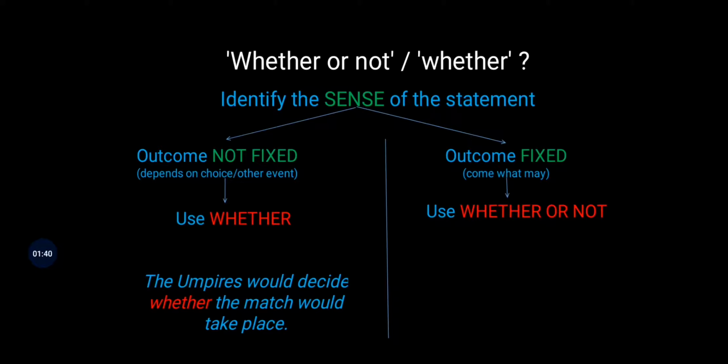So the statement, such as the umpires would decide whether the match would take place, is correct because here the end result, taking place of the match, depends on the choice of the umpires. So the correct phrase here would be whether. On the other hand, the statement the match would take place whether or not it rains is also correct because here the sense implies that whatever be the condition, whether it rains or it does not rain, the match would take place. So the correct phrase here is whether or not.